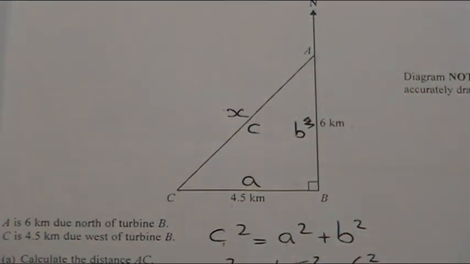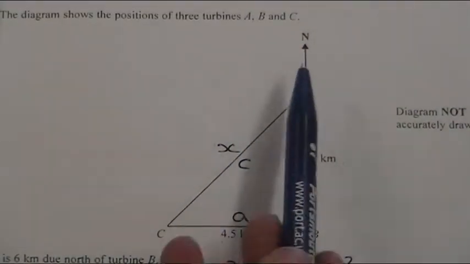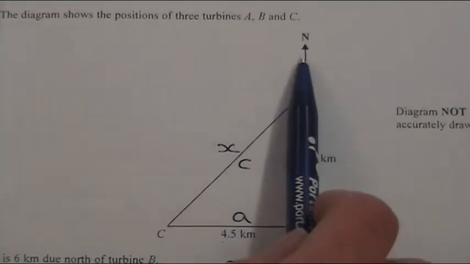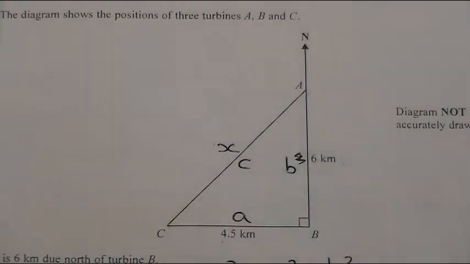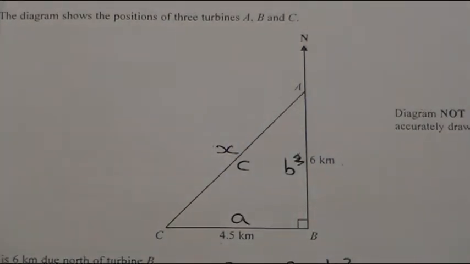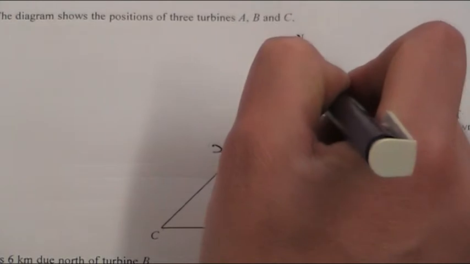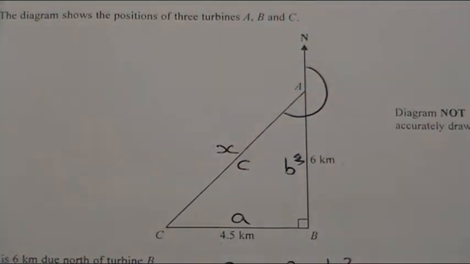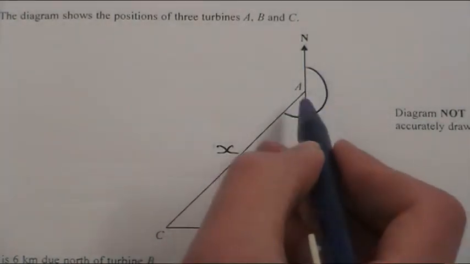Now, bearings follow three simple rules. They're always from north, hence why there's a north line. It's then measured in a clockwise direction. We never, ever, ever go anti-clockwise. So we have to go this way until we get to the line that shows us the direction of where C is. So this is the angle we are trying to find.